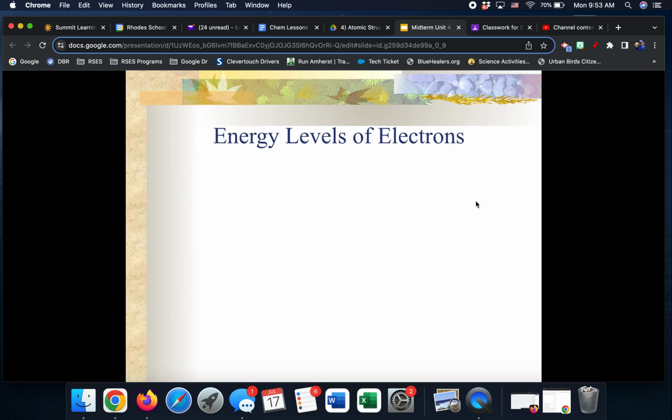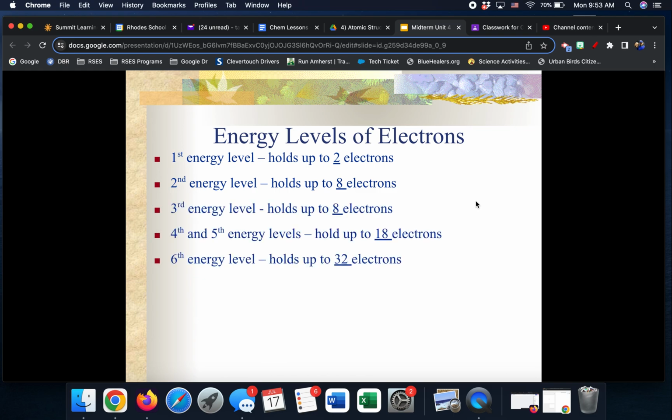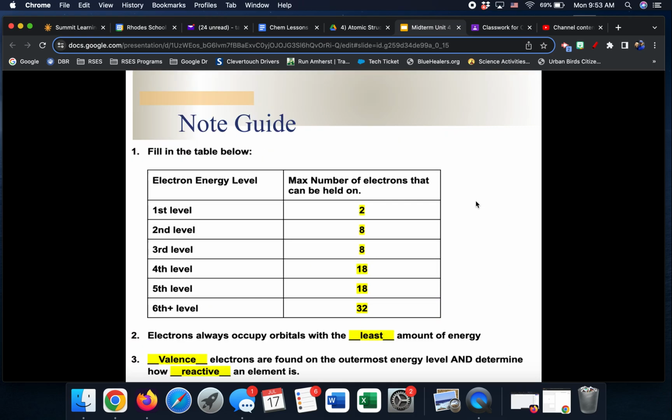It's a little out of order actually, but we're going to review the energy levels because it's going to be essential when we do our Bohr model and Lewis dot. So remember, the first energy level can only hold 2 electrons. Second energy level holds 8, third 8, fourth 18, fifth 18, and sixth 32. So pause and put that in, and then we'll get into how to do the Bohr model and Lewis dot.